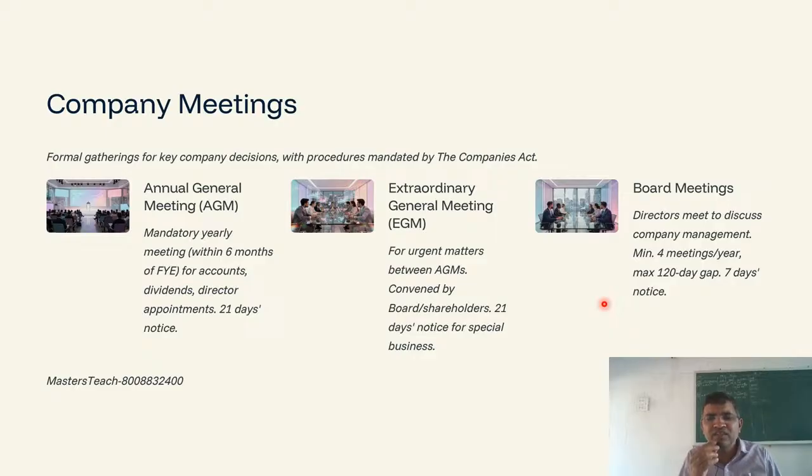Extraordinary general meeting, simply we can say EGM. It is for urgent matters between annual general meetings. In order to appoint or to make any special decision, they will conduct this extraordinary general meeting. The board meeting is where directors meet to discuss the company's management. A minimum of 4 meetings need to be conducted in a year. There should be at least a 120 day gap, and a 7 day notice period will be given. These are the company meetings: annual general meeting, extraordinary general meeting, and board meeting.